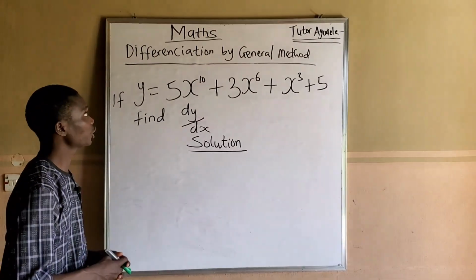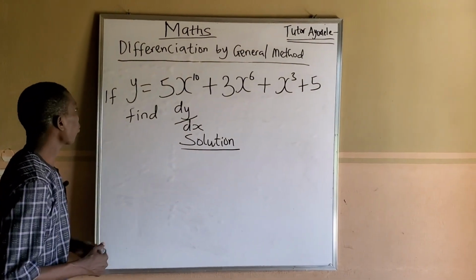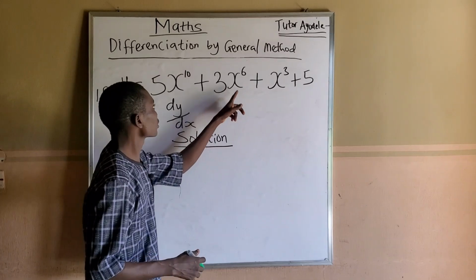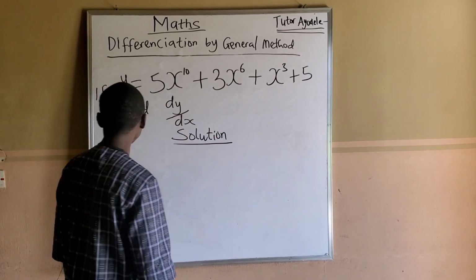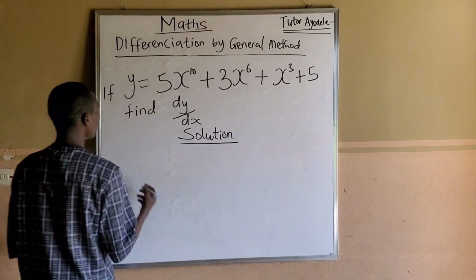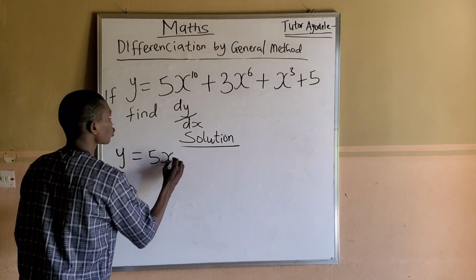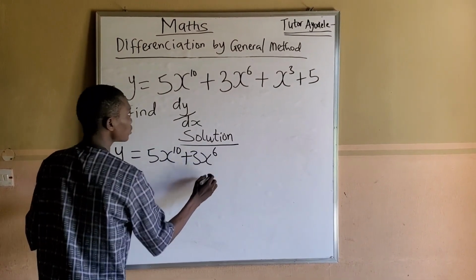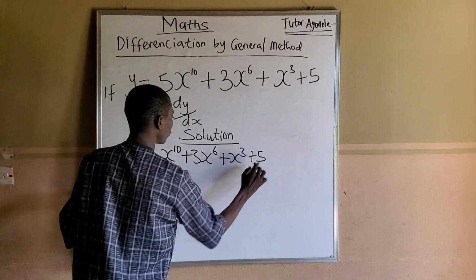Today we'll be solving differentiation using general method. The question says if y equals 5x raised to the power of 10 plus 3x raised to the power of 6 plus x raised to the power of 3 plus 5, find dy/dx. Okay, this is very simple. We have that y equals 5x raised to the power of 10 plus 3x raised to the power of 6 plus x raised to the power of 3 plus 5.